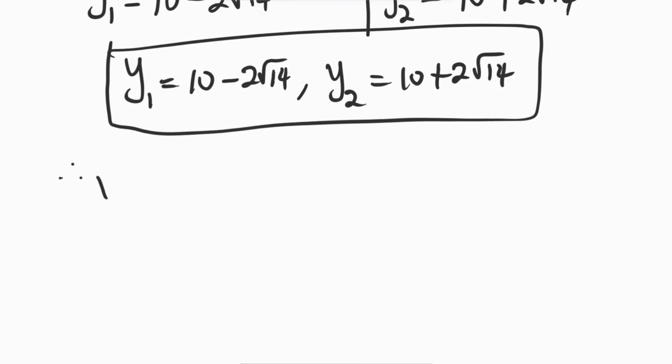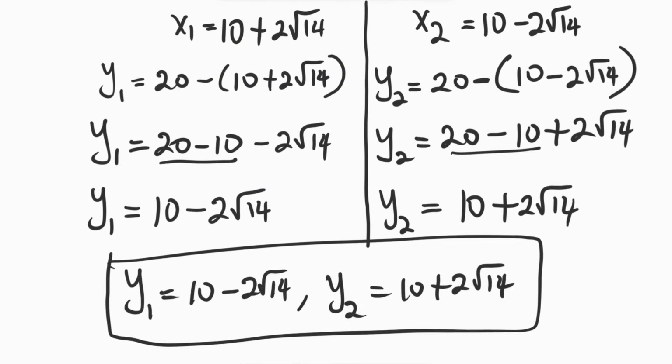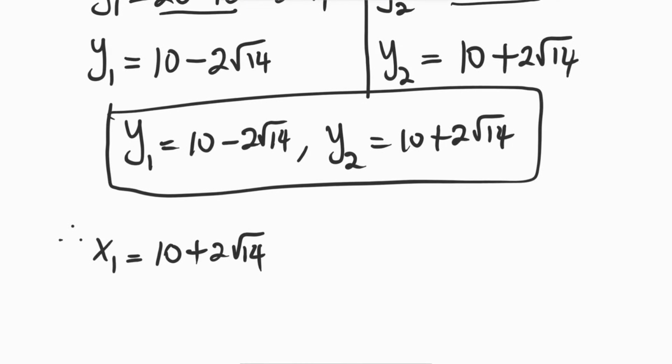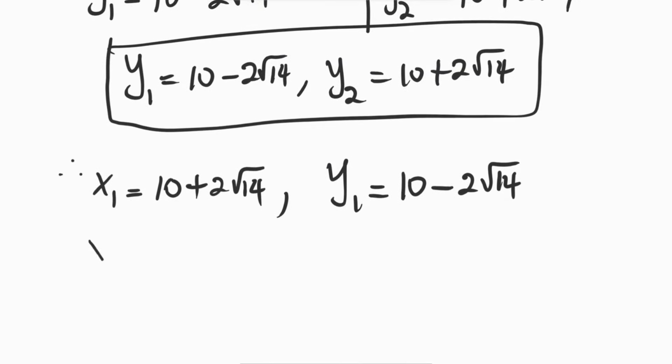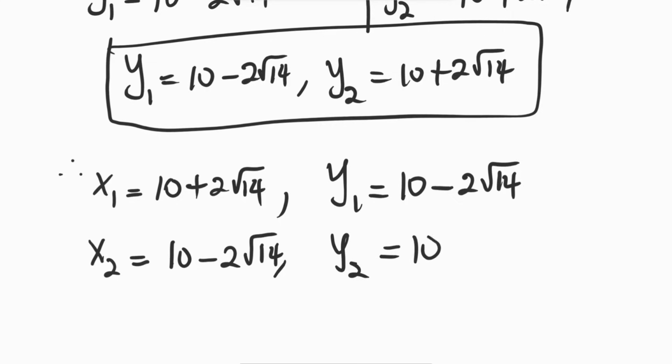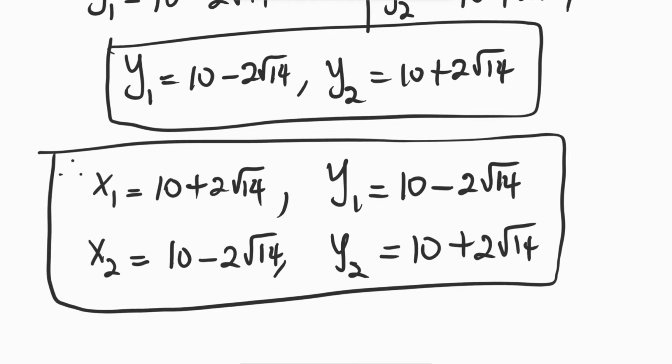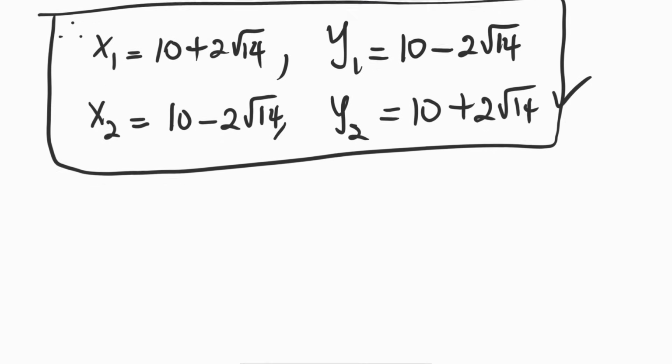So therefore, x1 is equal to 10 plus 2 root 14, if I'm correct. That's it right there, 10 plus 2 root 14. And y1 is equal to 10 minus 2 root 14. That's just like the opposite. And then x2 is 10 minus 2 root 14, y2 is equal to 10 plus 2 root 14. These are the answers to our question.